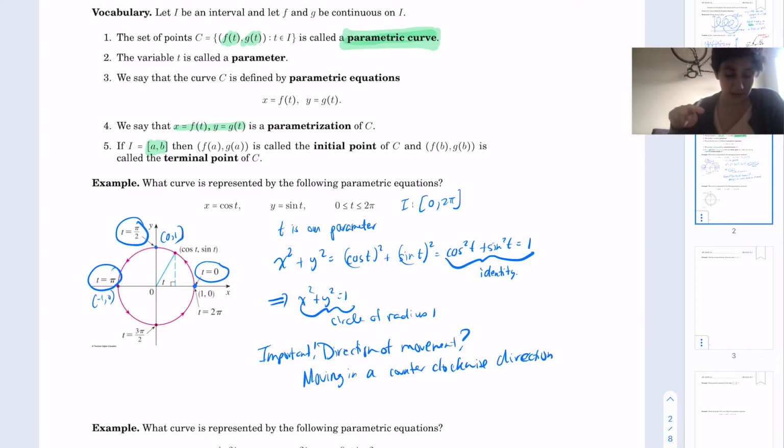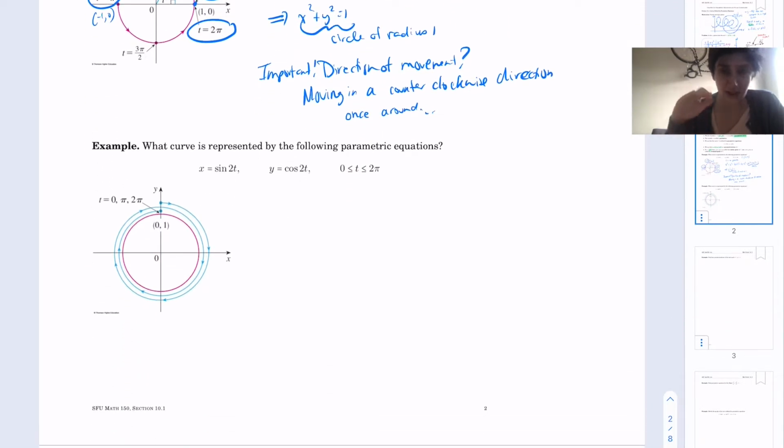Around once, okay? When we end up here at t equals pi, 2 times pi, excuse me, around once. Once around, sure, okay? That's indicating everything we want to know about this. So let's move on and look at this second example.